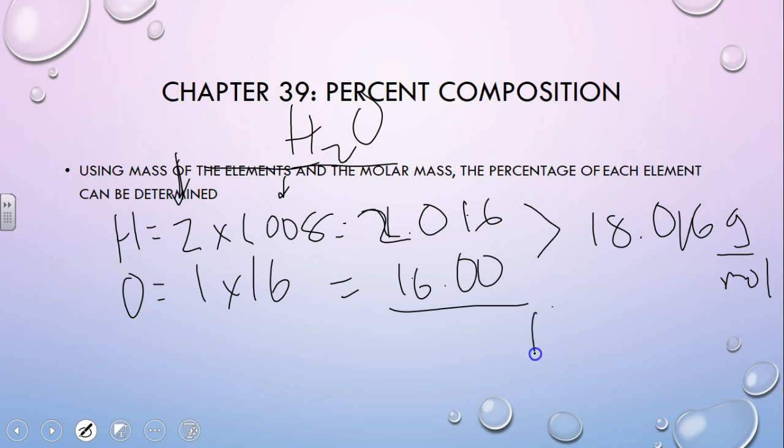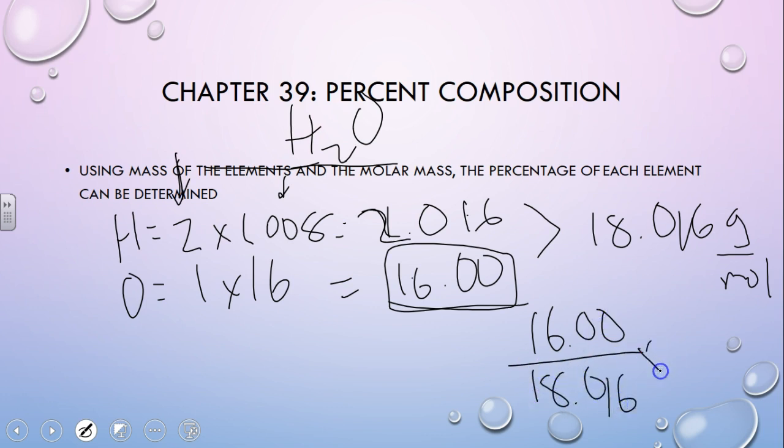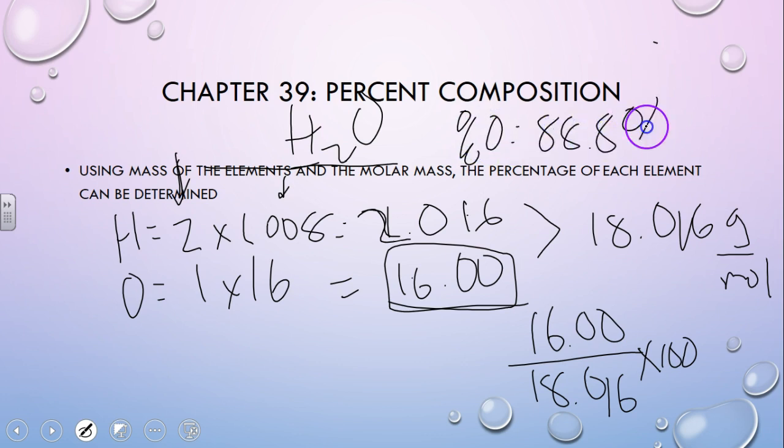Now what if we want the percent oxygen in water? Well, we take 16, because that's the part that's oxygen, 16 divided by 18.016 times 100, and that's going to give us the percentage. The percent oxygen is equal to 88.8% in water. So it's really the part over the whole times 100.